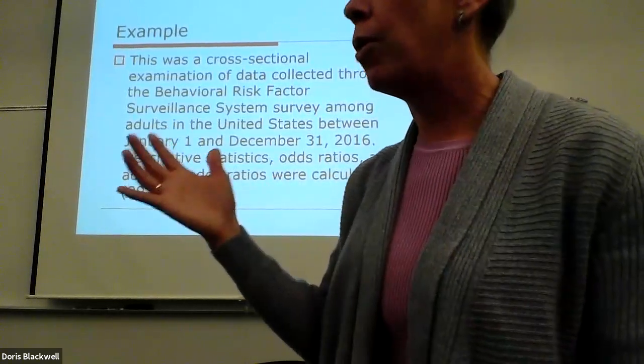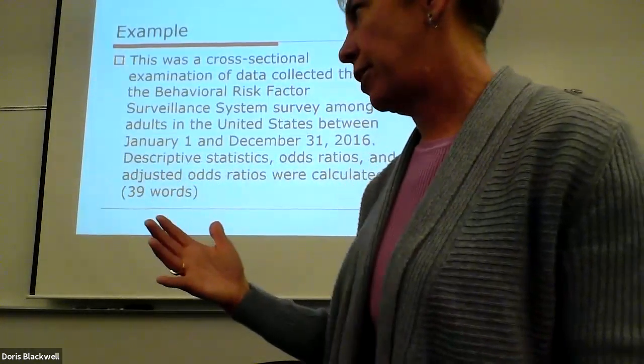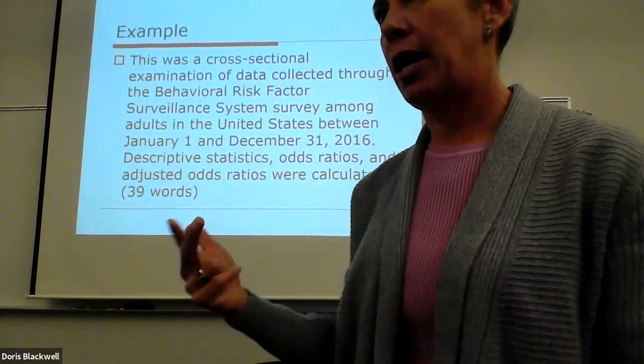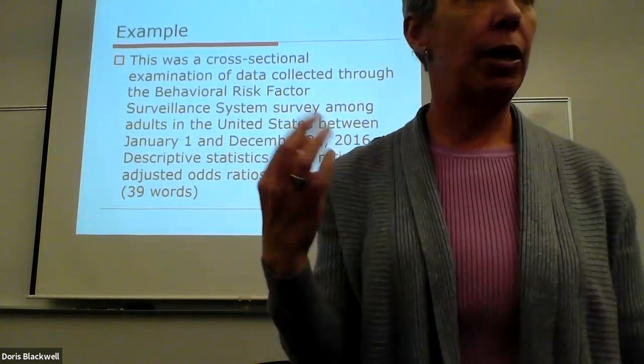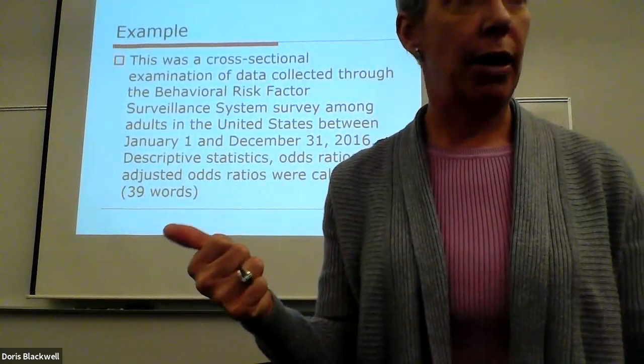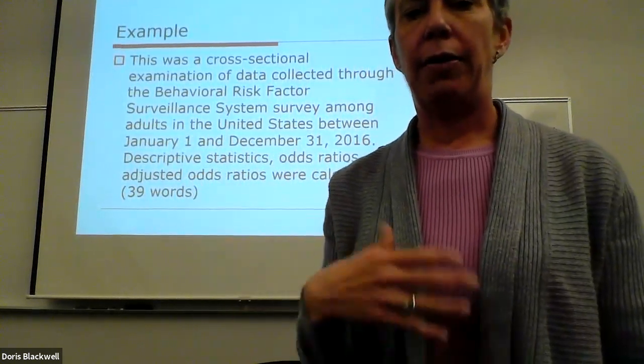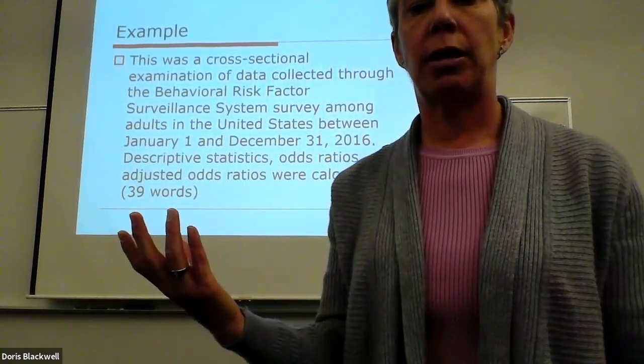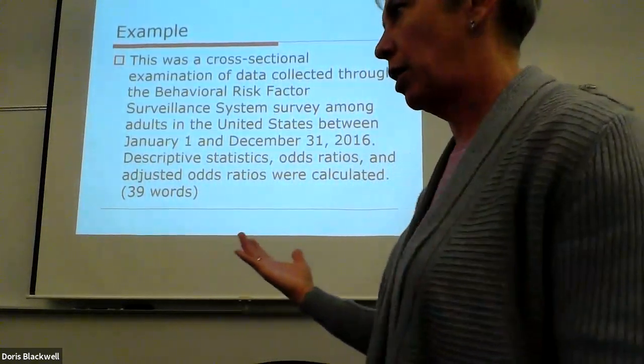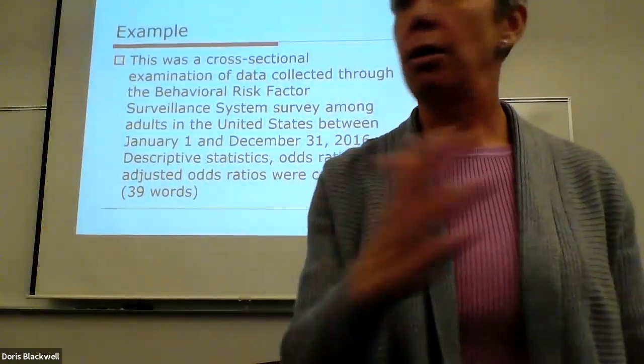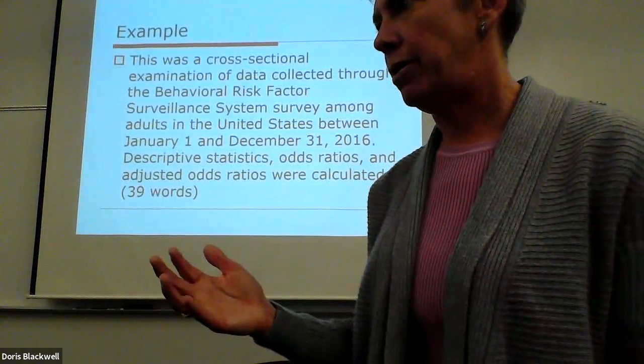So I include in that one sentence a lot of those different things that we need to include in our methods, right? Our design, who we did the study on, when we did it, where we did it, how we did it, right? So we included all of this. And then a second sentence: descriptive statistics, odds ratios, and adjusted odds ratios were calculated. Boom, 39 words. We covered all that we needed to cover for the methods section.